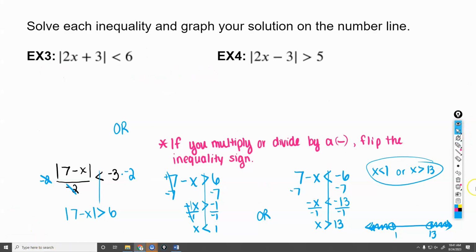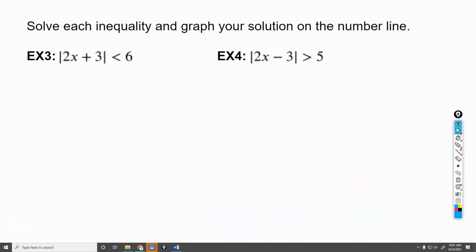Alright. So, let's just do some problems. Alright, let's do absolute value of 2x plus 3 is less than 6. This one already has the absolute value bars by themselves, right? We're just going to break it up. So the first one will look like this. 2x plus 3 is less than 6. Second one is going to be 2x plus 3 greater than negative 6.